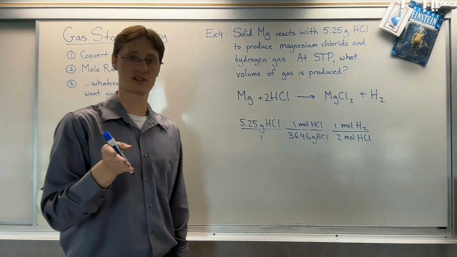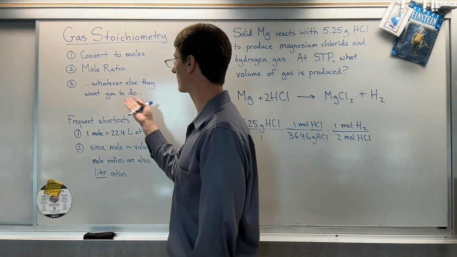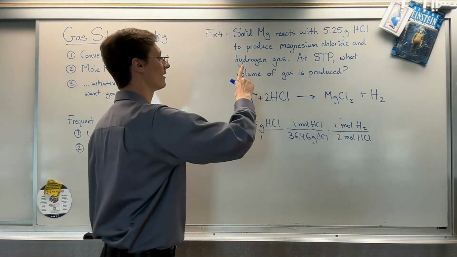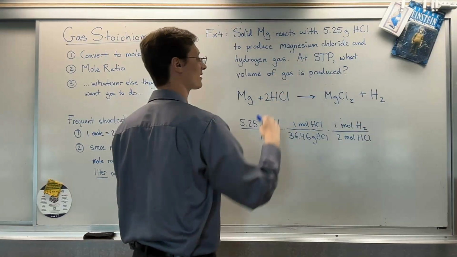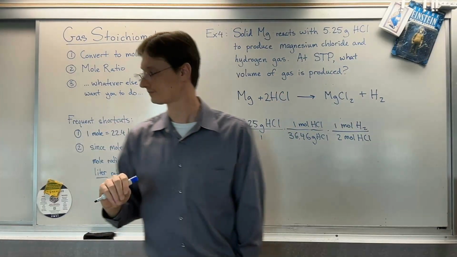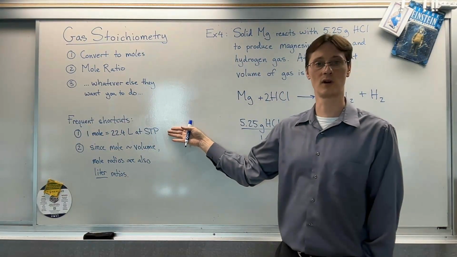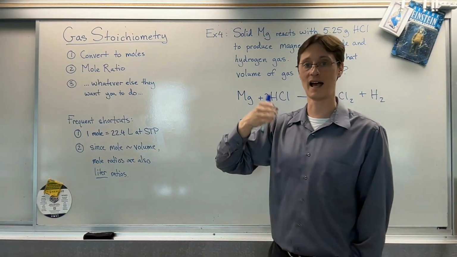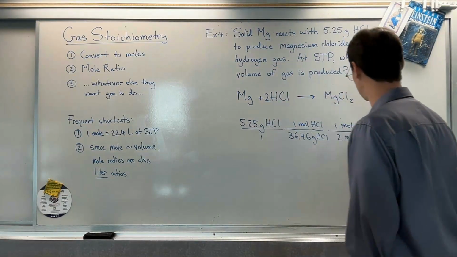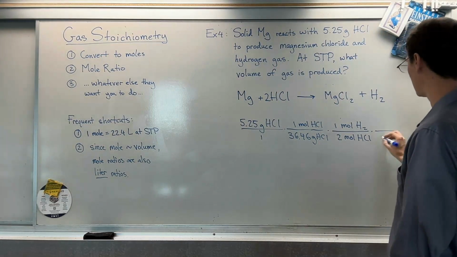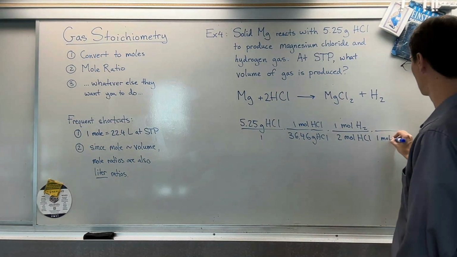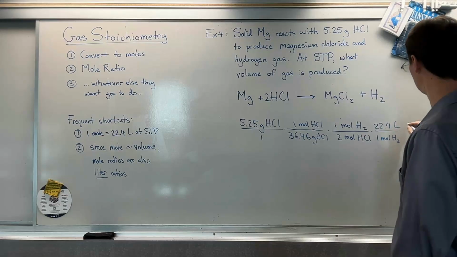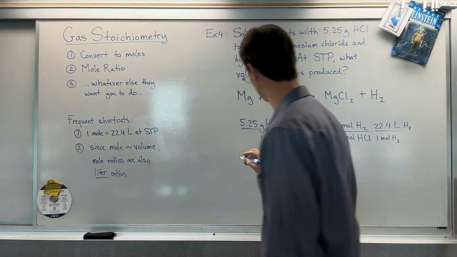Third step is whatever else they want you to do. In this particular question, they wanted to know the volume of gas that's produced at STP. Our first shortcut here was that 1 mole is 22.4 liters at STP. Well, they said at STP, so we can use that 22.4 liters per mole as a shortcut.